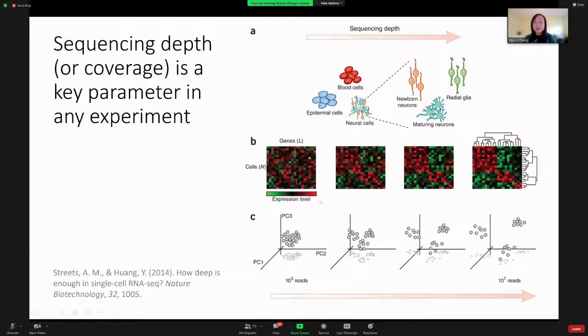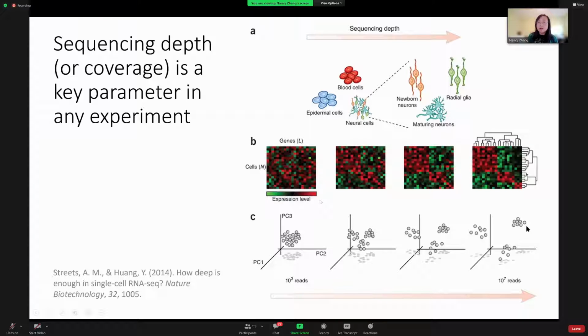So in this picture, on the left you have a very low coverage sequencing experiment, and as you move to the right is a high coverage sequencing experiment. So you see that when you have a low coverage experiment, your cell types all merge into one big glob. And when you have a high coverage experiment, they separate out in, say, a low dimensional PCA embedding.